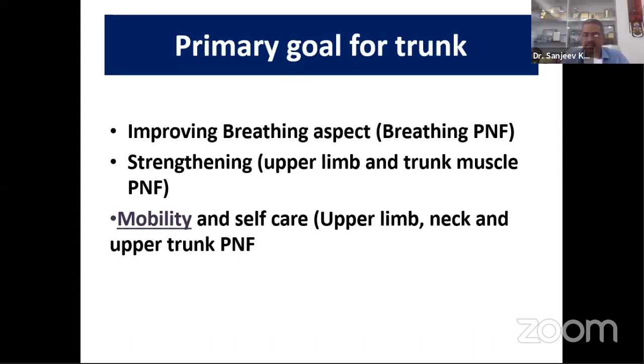Second part is strength. Actually, not strengthening, strength. You should see how is the strength of the neck, how is the strength of the upper limb, how is the strength of the part which is unaffected. And based upon that, you select what particular pattern you are going to use, what particular technique you are going to use. That is what you are going to identify. And the third important thing is mobility. How mobile the trunk is.